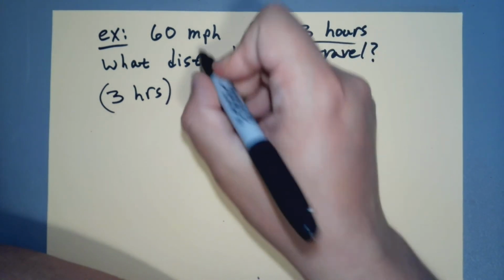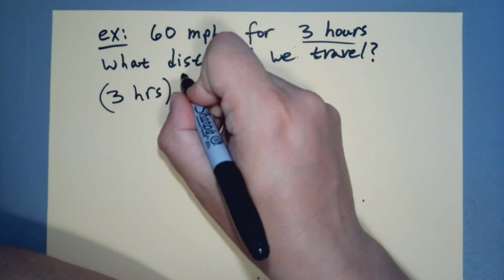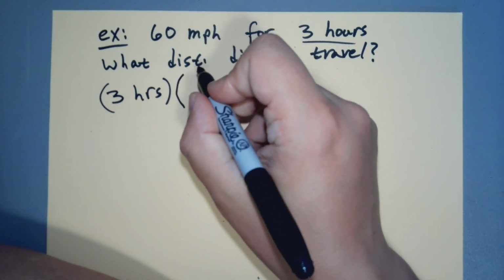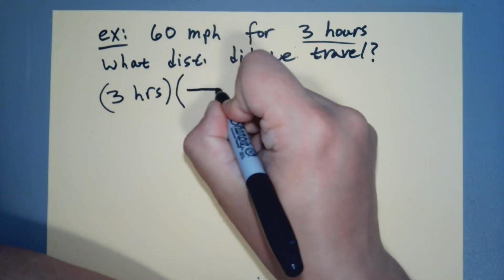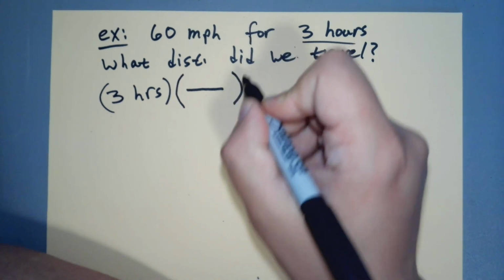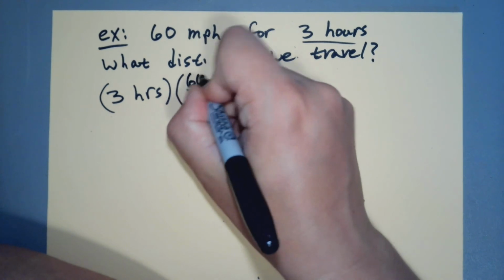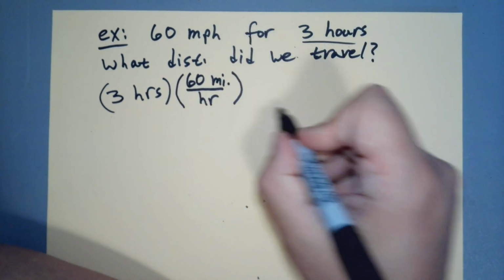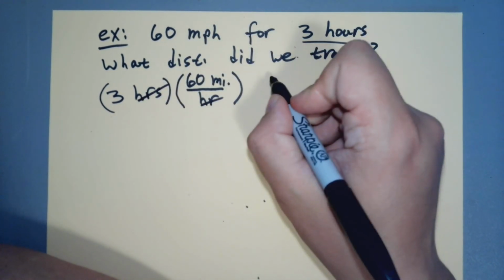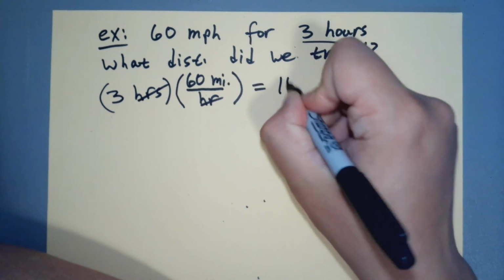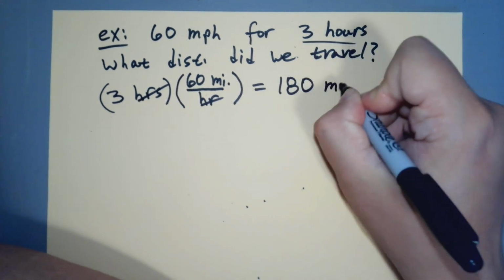Alright, and then I've got this 60 miles per hour, and what am I going to want on the bottom of this conversion factor, and what am I going to want on the top? Well, I'm going to want hours down here, which means I'll have 60 miles on top. Hours cancel, and so I have traveled 180 miles.